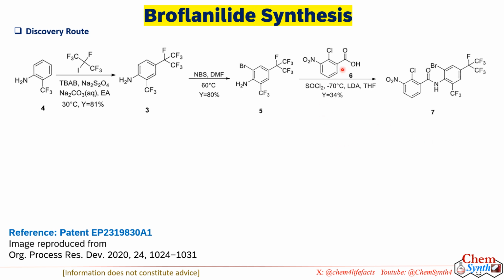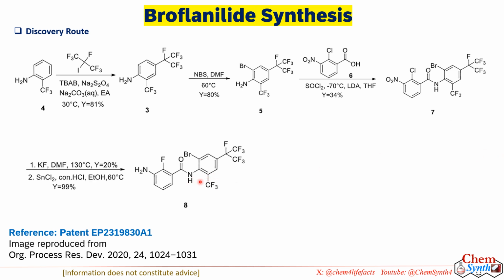Next, they have used this nitro and chloro substituted carboxylic acid, and thionyl chloride they have used to convert this carboxylic acid in situ into corresponding carbonyl chloride that reacted with the amine functional group of this molecule to generate the intermediate 7.